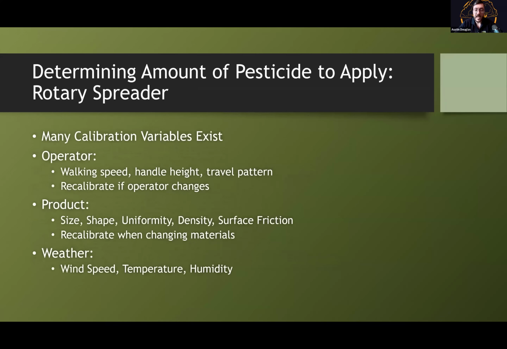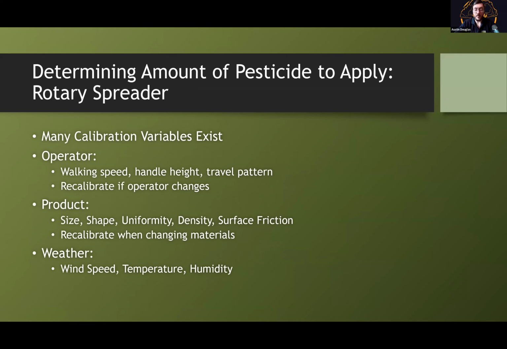Okay. Again, let's talk about rotary spreaders. Calibration variables do exist with these pretty substantially. Those come down to the operator walking speed, the handle height, the travel pattern. If the operator changes, you need to recalibrate it because it's a different operator. He walks differently. He has a different pace, a different stride, everything that comes along with it.